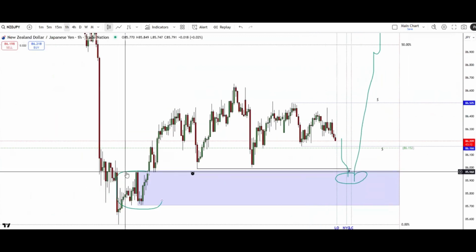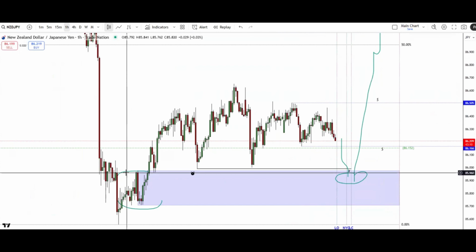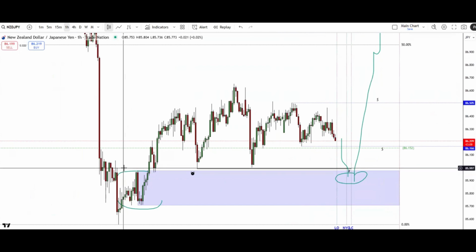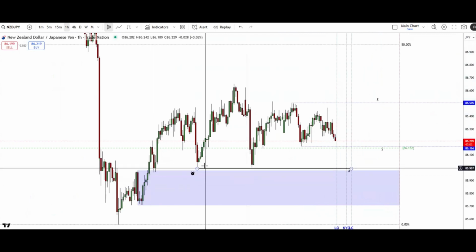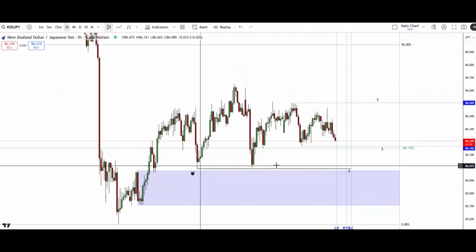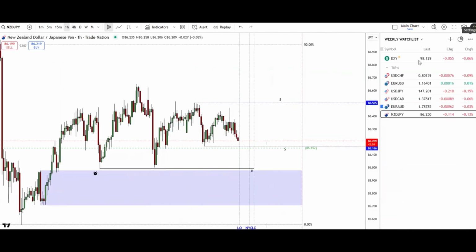Especially given that we've consolidated the entire week, we haven't really taken out any sort of significant high or low as we've consolidated. The breakout now on Thursday does seem likely, and I like that we've been hovering above a key area for some time. So yeah, that's a really good pair to watch out for.